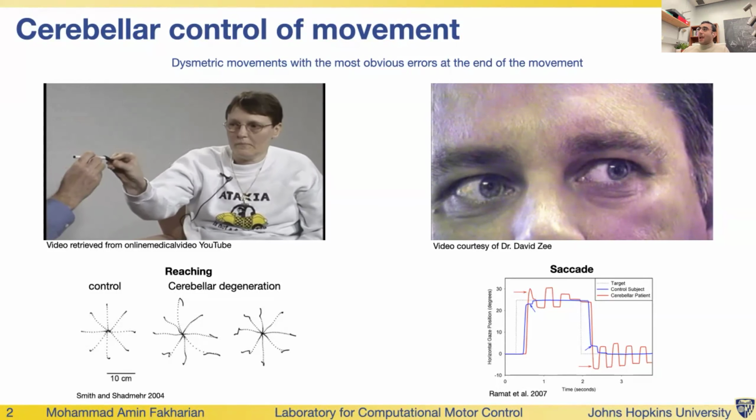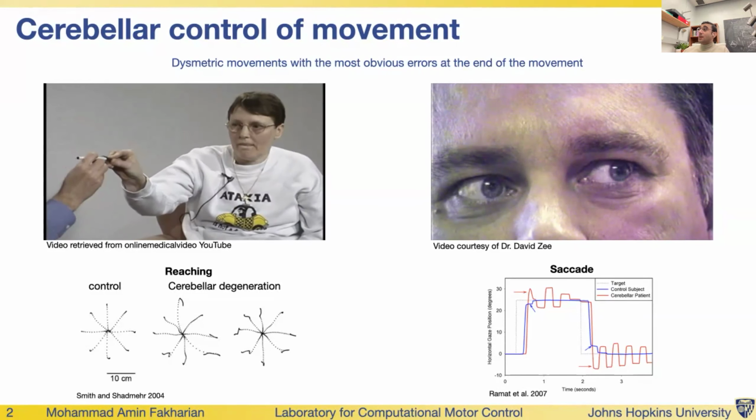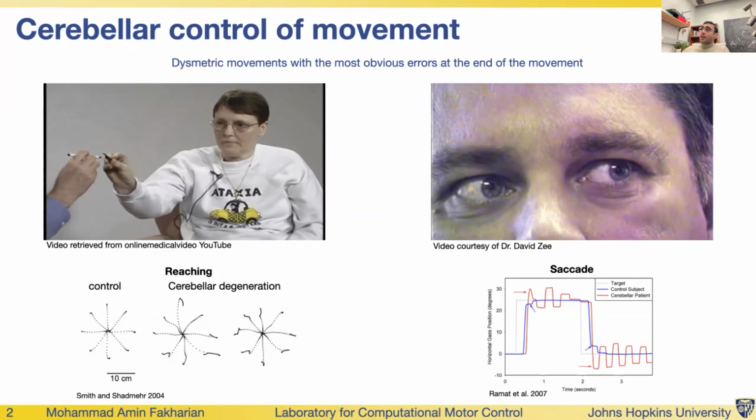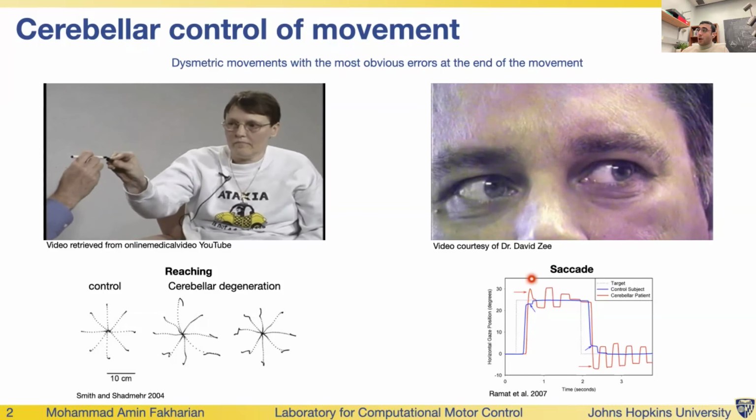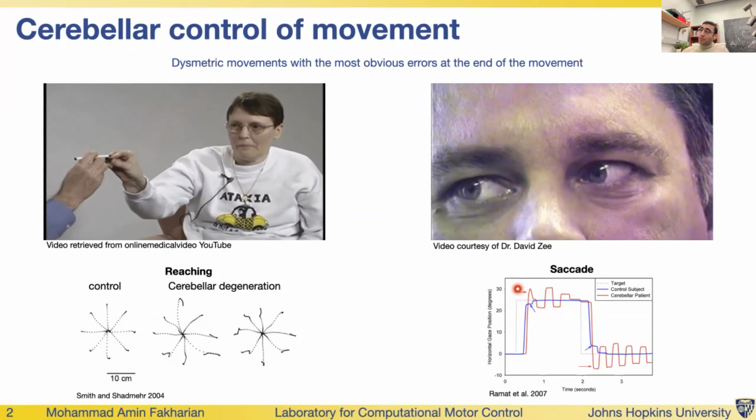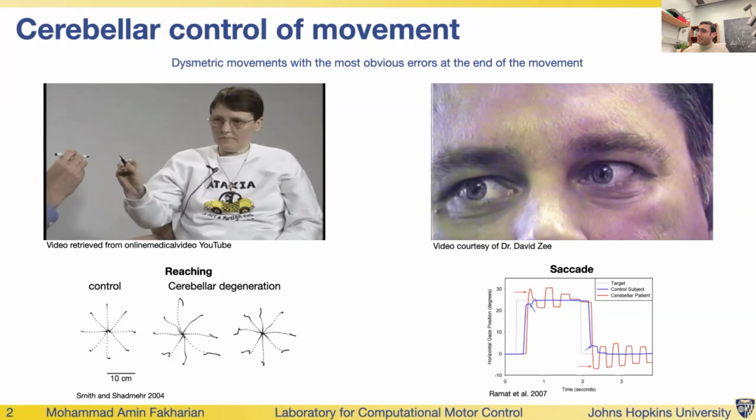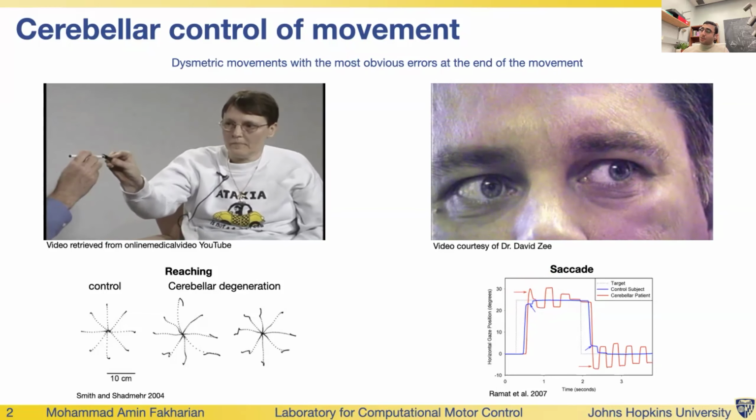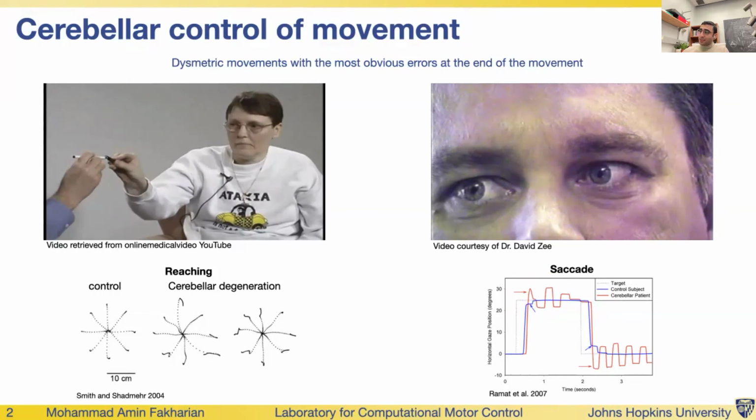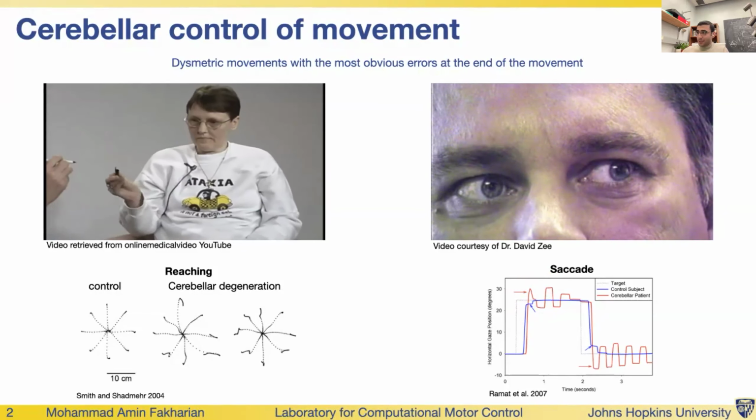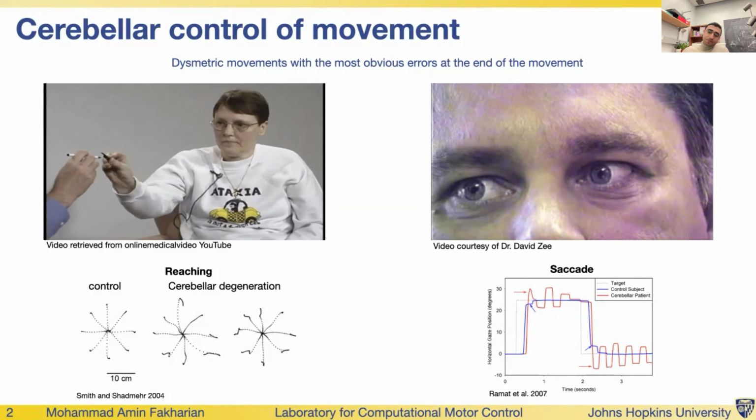And on the right, we have another cerebellar ataxia patient, and you see the eye movements. And as you can see on the bottom plot, the eye movements in these patients are not accurate and they overshoot. So very similar to reaching. The movement initiates, but doesn't land correctly on the visual target that is present. And it fluctuates and fluctuates until it eventually converges.